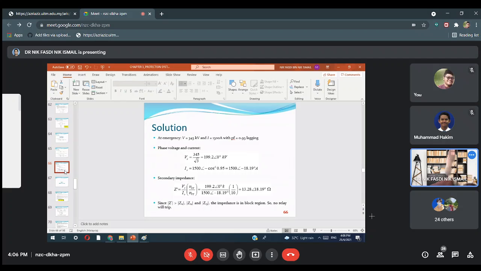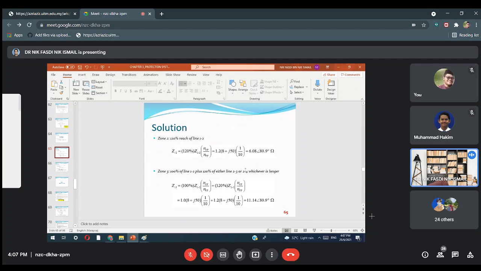Correct. So maksudnya because the Z prime is 13 which is greater than those reach impedances, ZR1, ZR2, ZR3, so relay tak trip for this fault. Kita akan trip. No relay will trip ayat dia. Okay, so cerita ni kalau nak trip what we need to do, we need to determine Z must be less than all these reach settings lah.